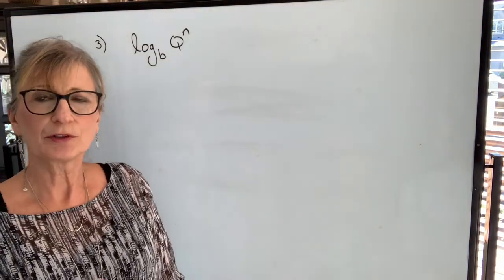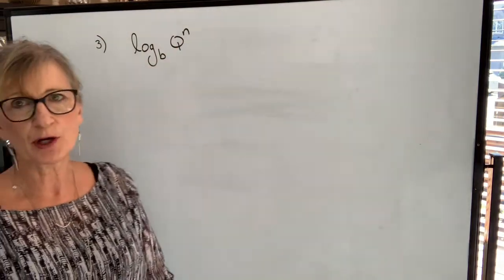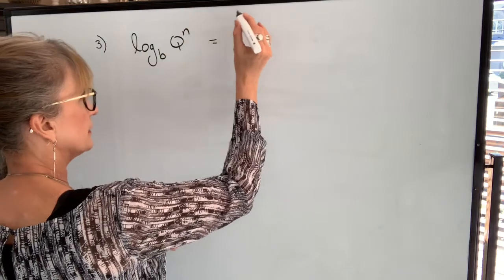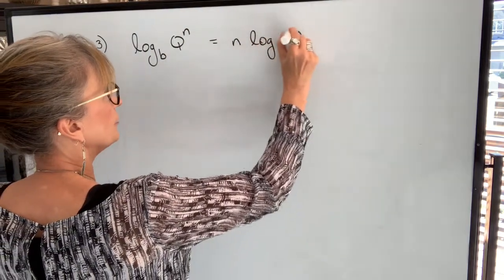The third property is similar to the third law of exponents. We have q raised to some power n. This can be expressed as n times the log of q.